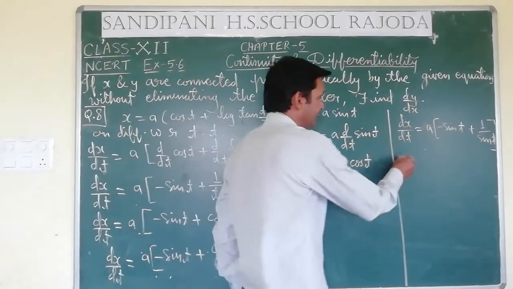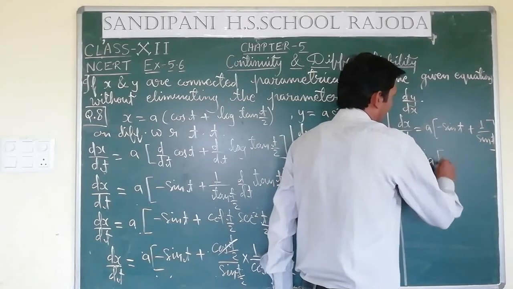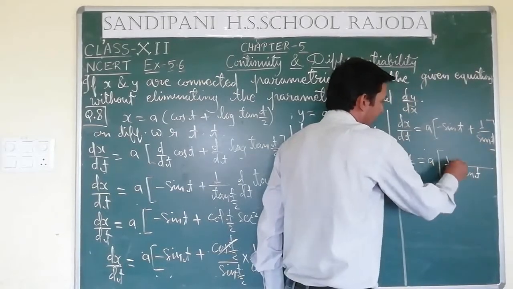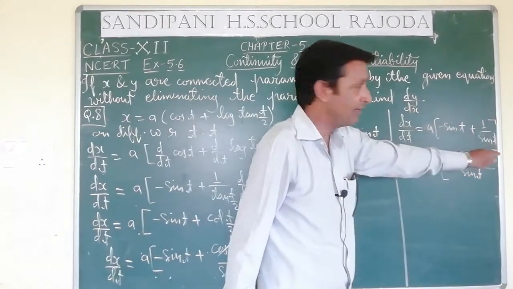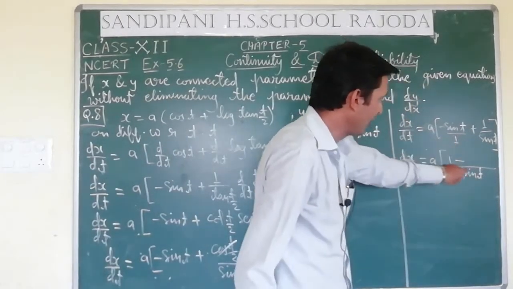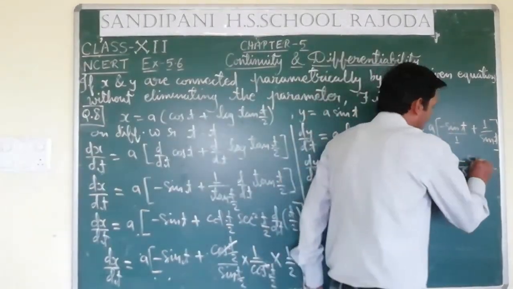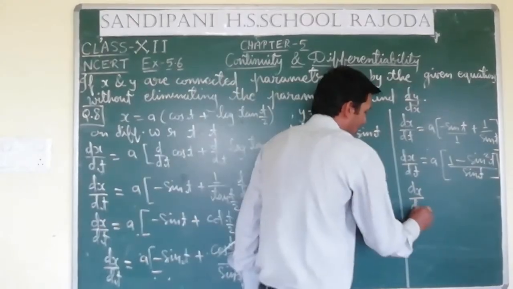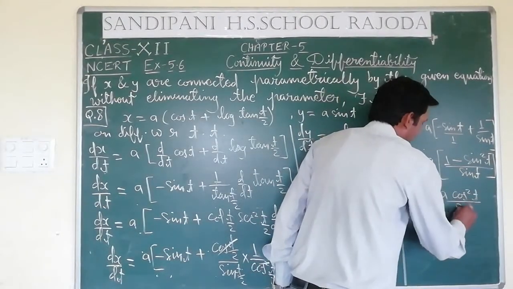Now we can take LCM, sin t is LCM, so dx by dt is equal to a, we may write sin t as LCM. Now this positive one is taken in front, because when we divide sin t by sin t, then 1 will be the result. So 1 ones are 1, and here it is minus. Here in denominator 1 is there. So sin t into sin t is equal to sin square t. So dx by dt is equal to a cos square t upon sin t.